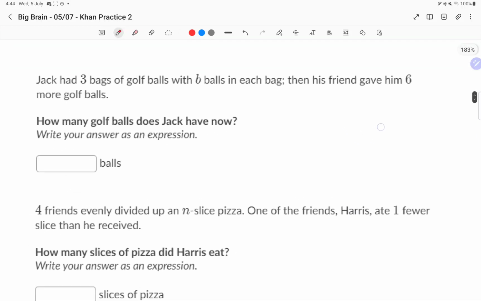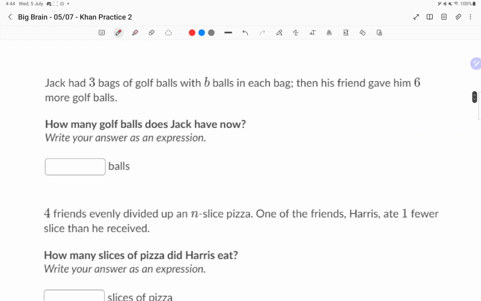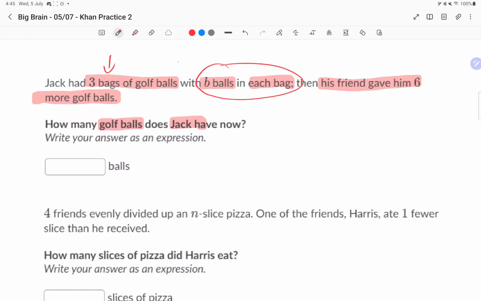Now let's have a look at this one here. Jack had 3 bags of golf balls with B balls in each bag. Then his friend gave him 6 more golf balls. Okay, so how many golf balls does Jack have now? So he said 3 bags, right? So that's not the number of golf balls, it's 3 bags, and each of them has B, which means in total that will be 3B, right? Then his friend gave him 6 more, right? So that will be in total.